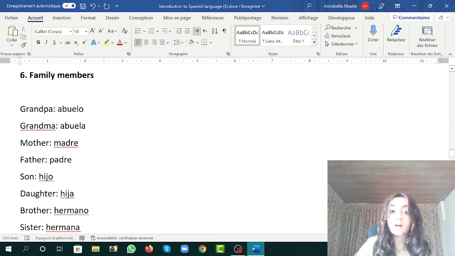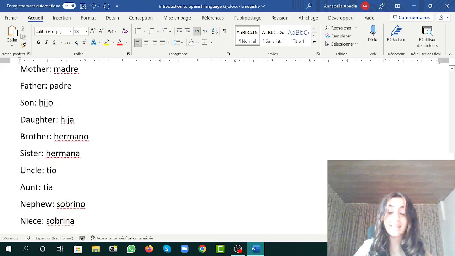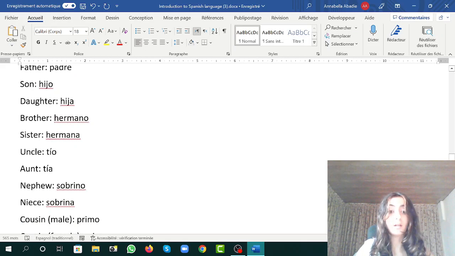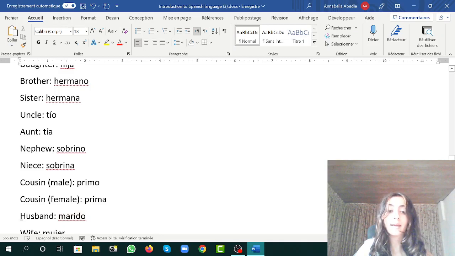Now let's talk about the family members. In Spanish, grandpa is abuelo. Grandma is abuela. Mother is madre. Father is padre. Son is hijo. Daughter is hija. Brother is hermano. Sister is hermana. Uncle is tío. Aunt is tía. Nephew is sobrino. Niece is sobrina. Cousin, male, is primo. And cousin, female, is prima. Husband is marido. And wife is mujer.